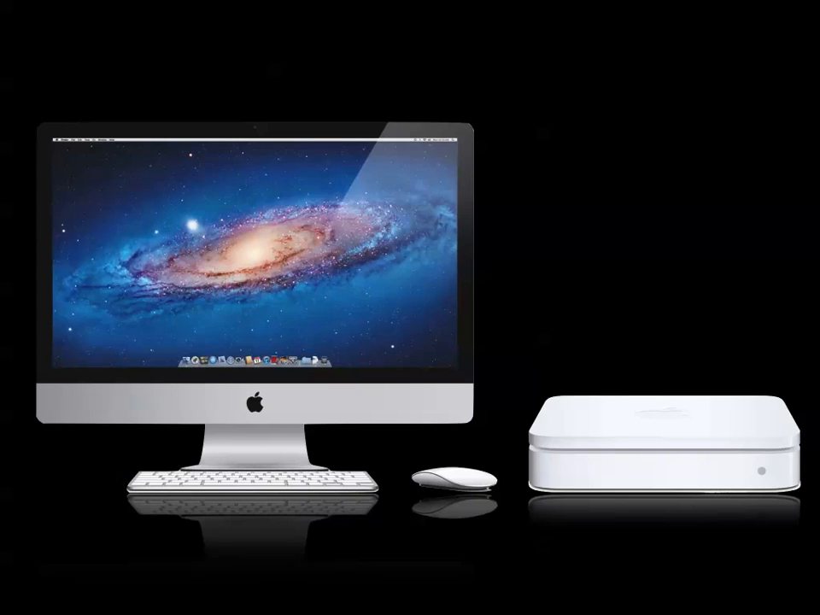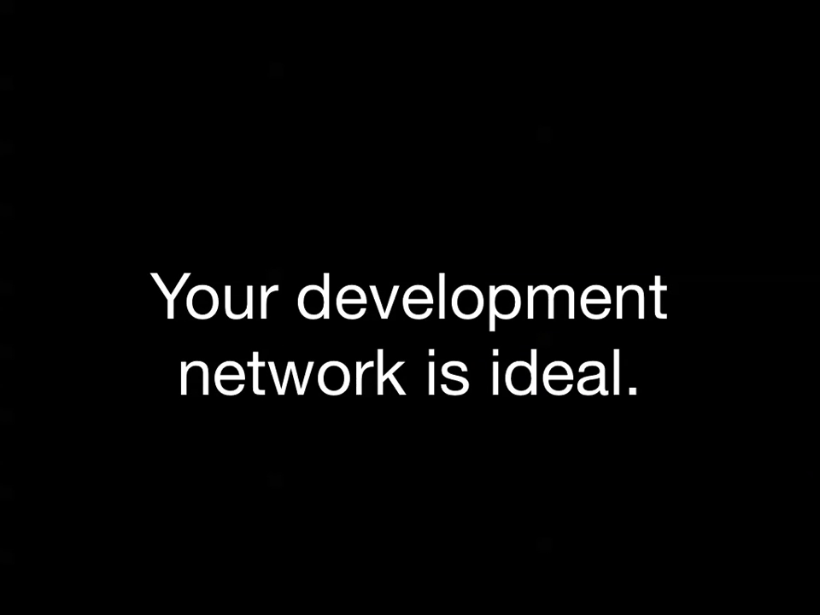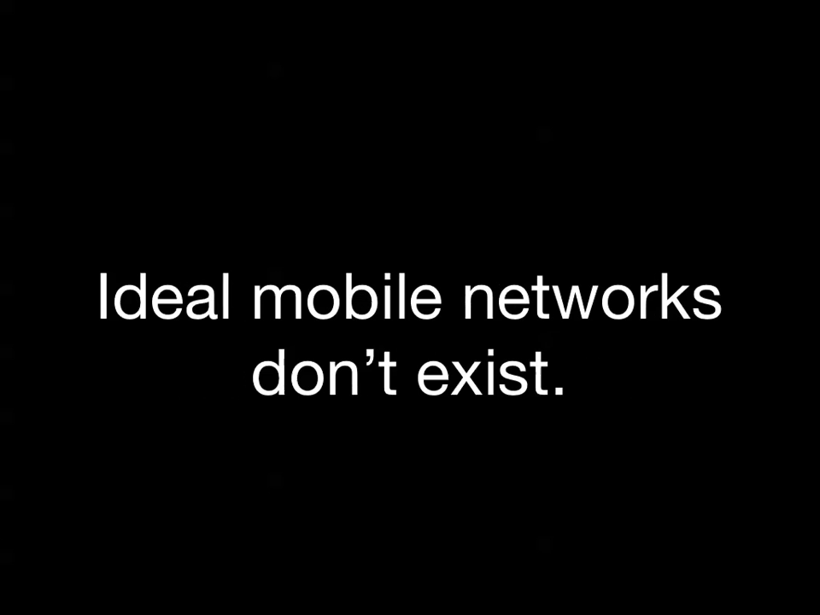Now, as developers, this is actually a really, really bad idea, because these networks are ideal. They rarely disappear, our links rarely go down, and things like packet loss and connection dropping are almost non-existent, and they're usually predictable when they do happen. The vast majority of APIs that are out there are built with this assumption in mind, that you're going to be working on a highly reliable network. But the truth is that ideal mobile networks don't actually exist.